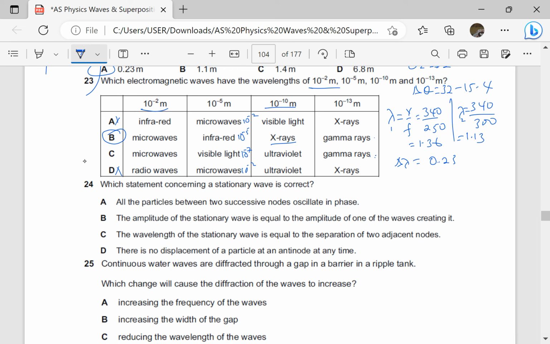So A, all the particles between two successive nodes oscillate in phase. That is very correct. If this is one segment and the other one is another segment for a stationary wave, we expect a node there, a node there, a node there. Particles in this part here between two successive nodes are always in phase, but in fact, they are 180 degrees out of phase with the particles in the next segment. In other words, particles between two adjacent antinodes are 180 degrees out of phase in a stationary wave.